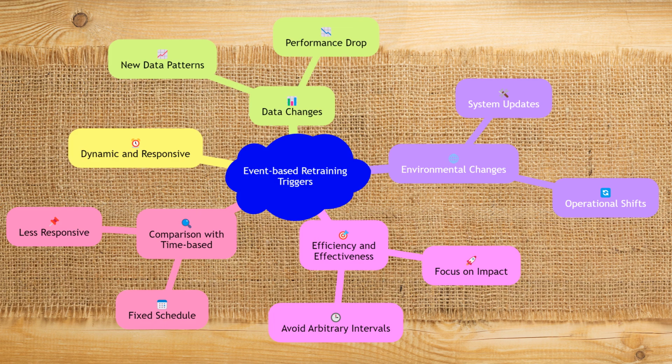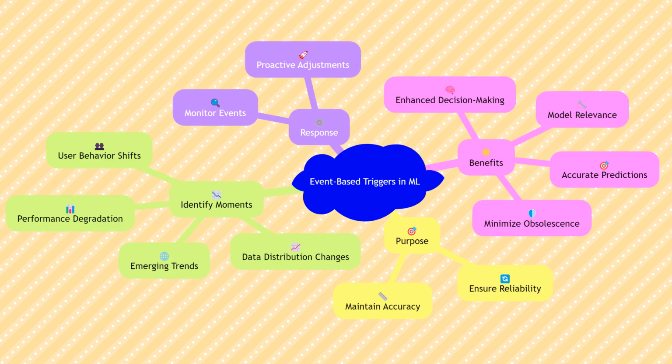This approach can be more efficient and effective, as it focuses on actual changes that impact model performance rather than arbitrary time intervals. Event-based triggers are vital for maintaining the accuracy and reliability of machine learning models. They help in identifying the precise moments when a model's performance may be degrading due to changes in the data distribution, emerging trends, or shifts in user behavior. By responding to these events, organizations can ensure that their models remain relevant and continue to provide accurate predictions. This proactive approach minimizes the risk of model obsolescence and enhances the overall decision-making process.